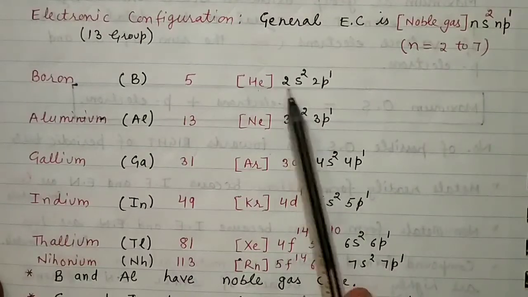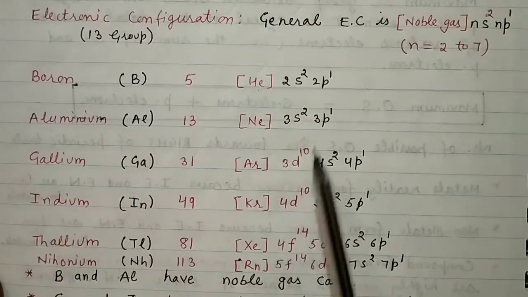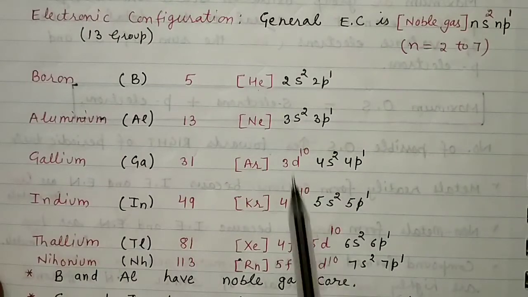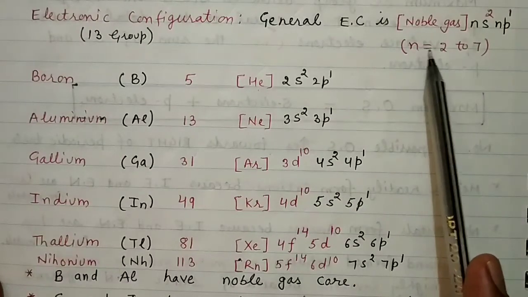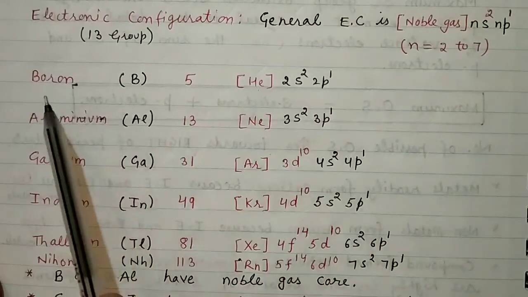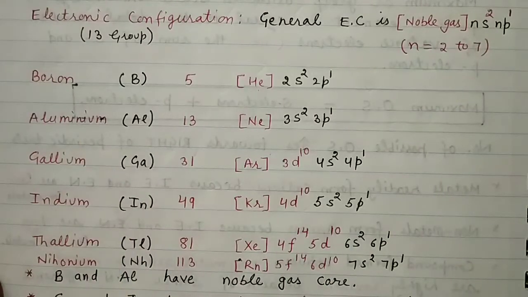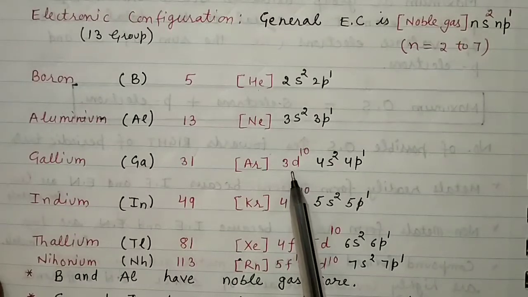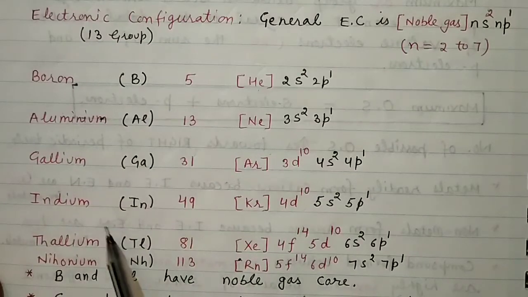Here you will see 2s2. As you move downward, the principal quantum number increases. So that's why n is equal to 2 to 7 for the boron family members. This is the electronic configuration. Here you can see the existence of d orbitals in the case of gallium and indium, and the existence of f and d orbitals in the case of thallium and nihonium.